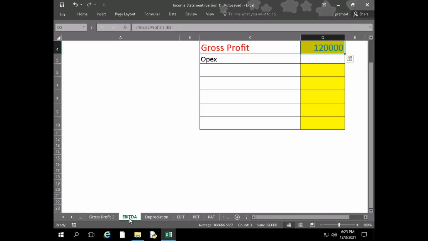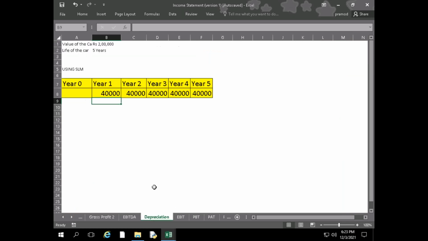Sir, can you please show depreciation? Depreciation: you are depreciating the value of how much? The 2 lakh. For how many years? They have told you the life is 5 years, correct? So the 2 lakh would be divided by those 5 years.